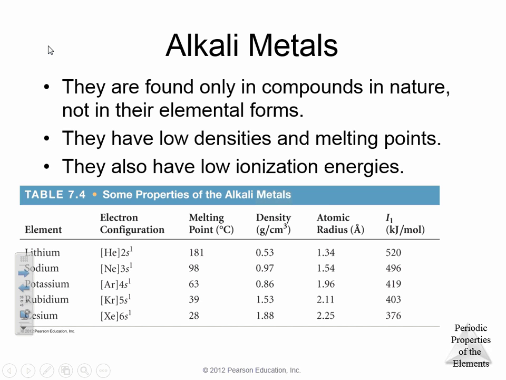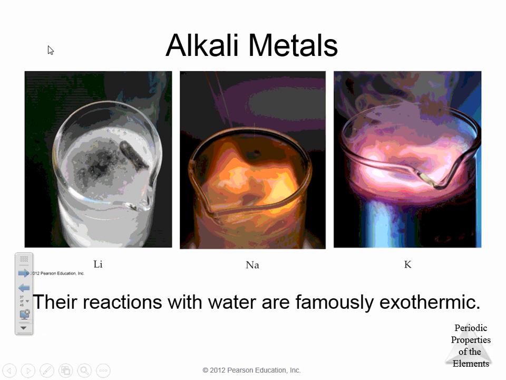Alkali metals are only found in compounds in nature. What the heck does that mean? Well, if you go digging outside, you're not going to find a huge rock of sodium sitting somewhere. Sodium is going to have to be combined with something else: sodium hydroxide, sodium chloride. It's not going to be found in its elemental form. They have low densities and melting points, and they have low ionization energies like we talked about in section 7.1.